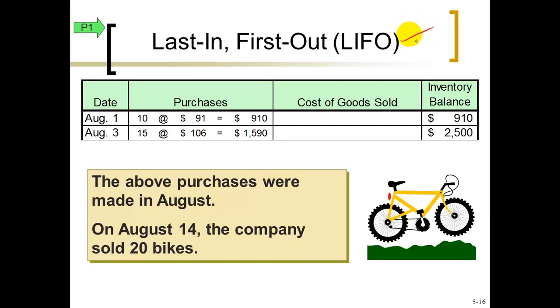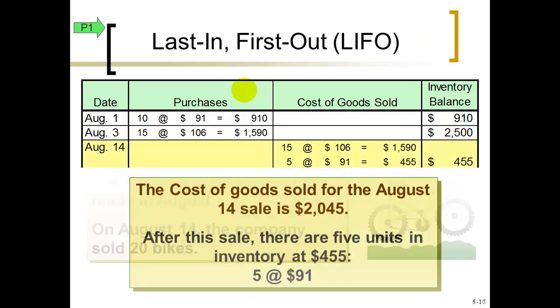Last in, first out. Just like first in, first out is describing what's leaving the store, the item that came in last before any sale is what you sell first. So here, before the first sale, the item that came in last is this purchase right here, and not this beginning inventory.